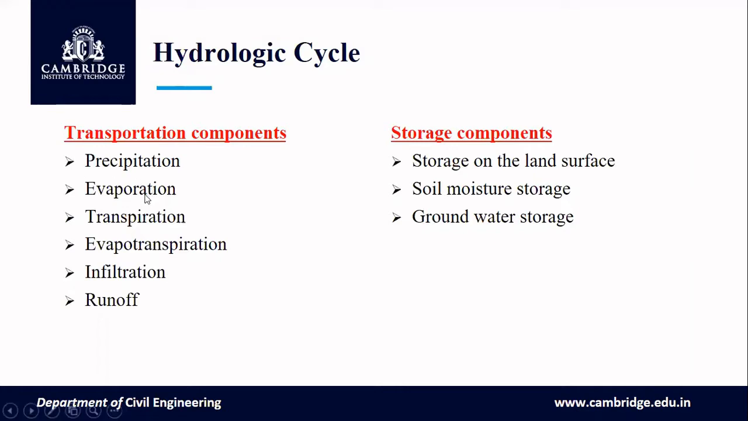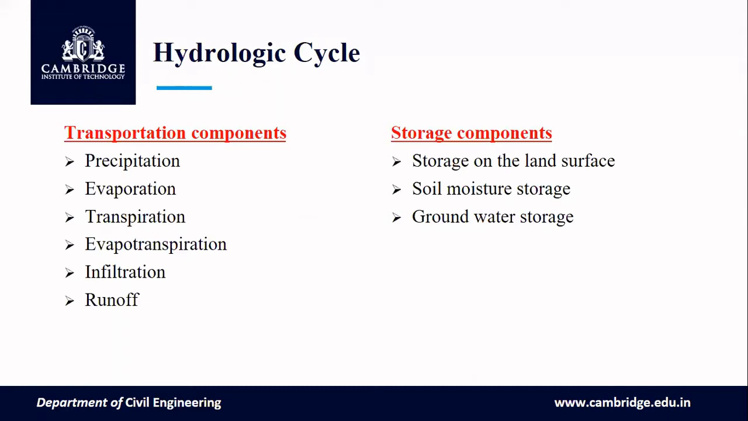Next, evaporation. Evaporation is one of the major moving components in the hydrology cycle. It is the change of water from liquid state to gaseous state. The third component is transpiration, which is the process of water being lost from vegetation or plant leaves. The next component is evapotranspiration. When evaporation is taking place from the land surface and transpiration is taking place from the plant leaves or vegetation, both together at a particular time, that process is known as evapotranspiration.